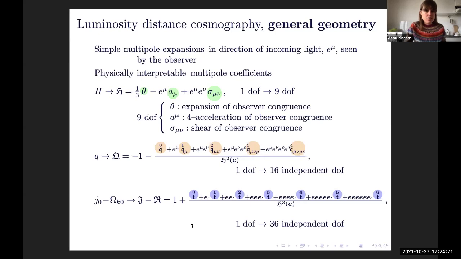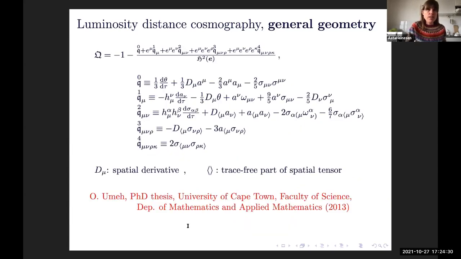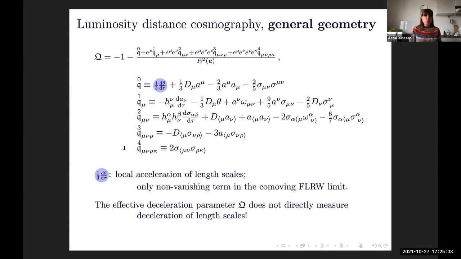And we can look at a physical interpretation of the hierarchy of multipoles in the deceleration parameter. So the hierarchy of multipoles can be decomposed as this, and this hierarchy of multipoles was in fact already derived in this nice PhD thesis by Obinna Umeh, and we can look at some physical interpretations of some of the terms that go into this multipole decomposition.